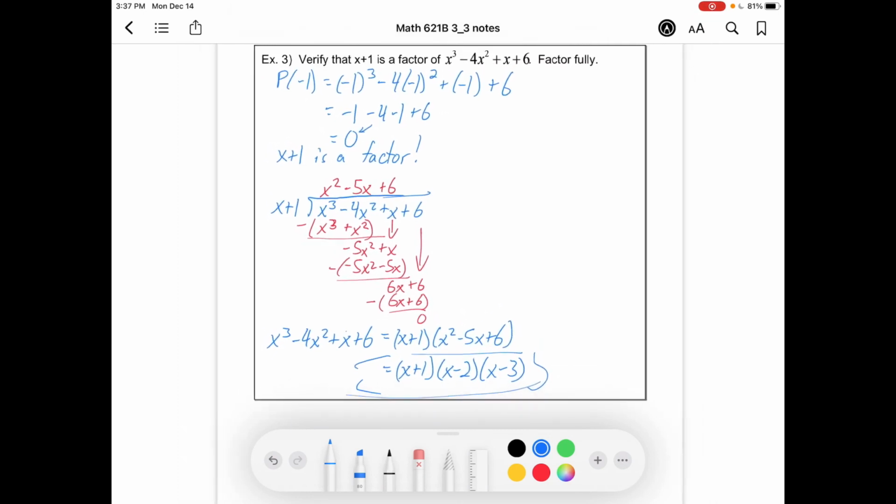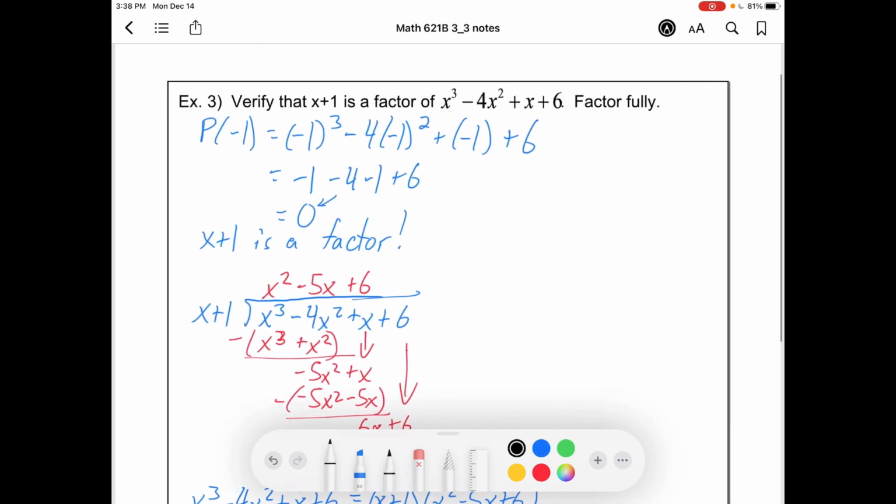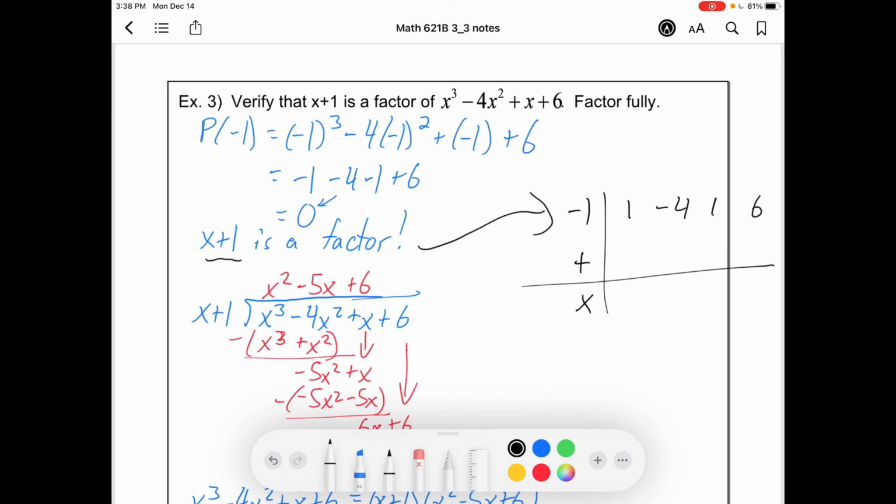Now, some of you are probably annoyed at having to use long division since we just spent yesterday trying to figure out how to do synthetic division. So if instead, after this point, you decided you wanted to use synthetic division, that would be absolutely fine. 1, -4, 1, and 6. Okay, I'd be dividing it by x plus 1, so I'd put a -1 here, and I'd put the times and plus to remind myself.